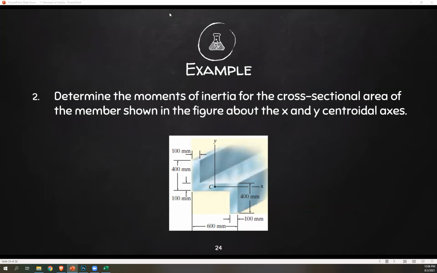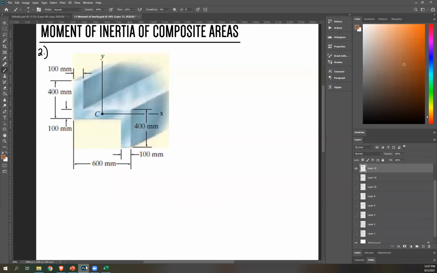Previously, we discussed some examples for moment of inertia, and today we'll continue on with number 2. So again, number 2, determine the moment of inertia of the cross-sectional area of the member shown in the figure about the x and y centroidal axis. So we're looking for two things, Ix and Iy.